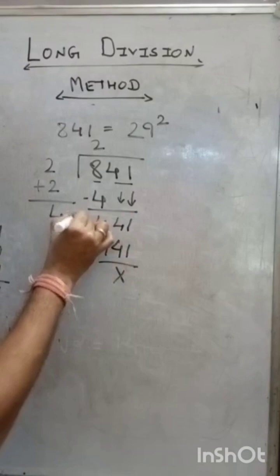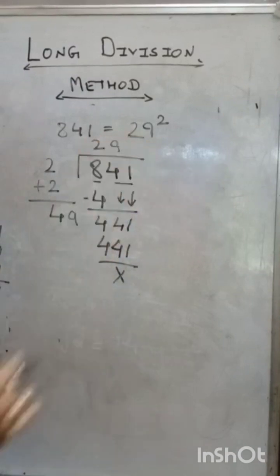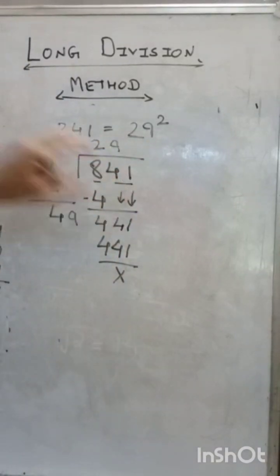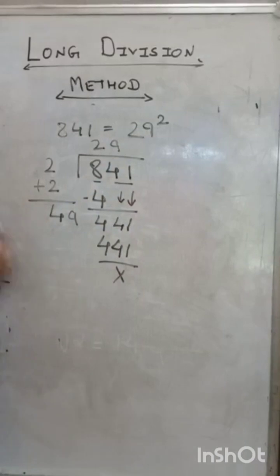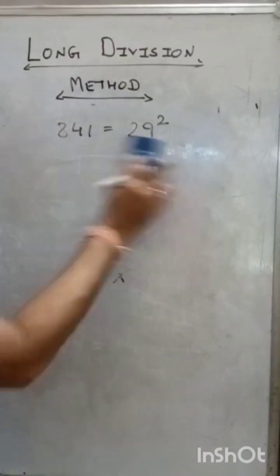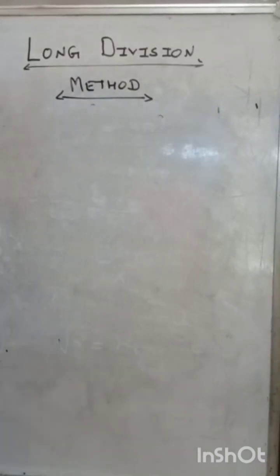I am going to place 9 here and here. You can see the square root of 841 is 29. You can solve more numbers using this technique. And I am going to discuss a few rules.